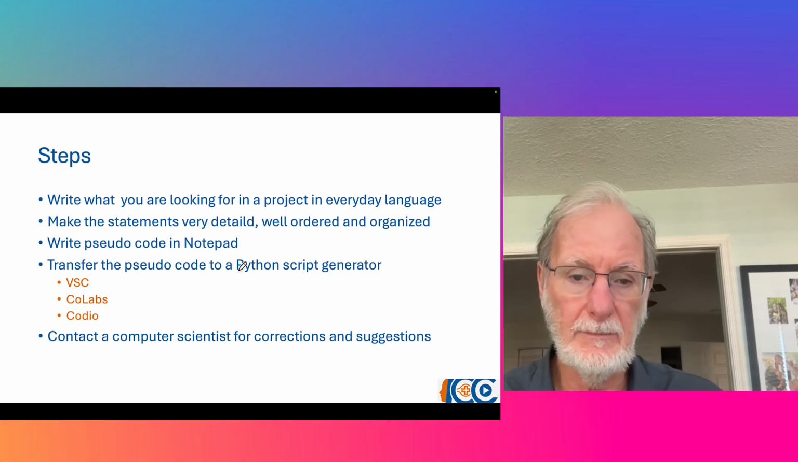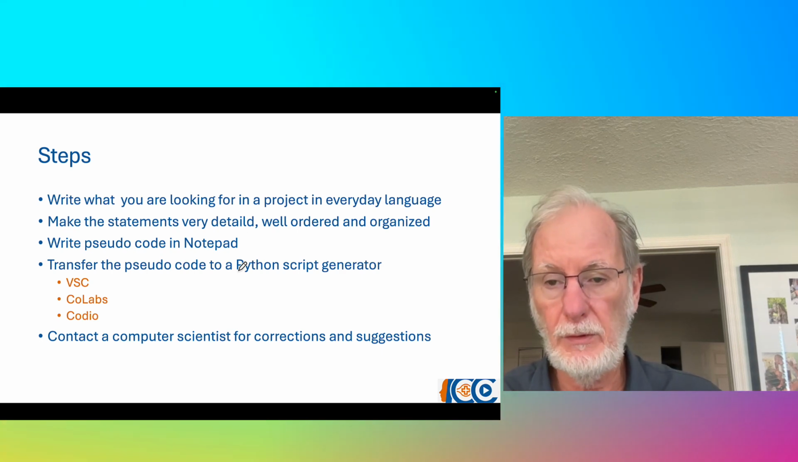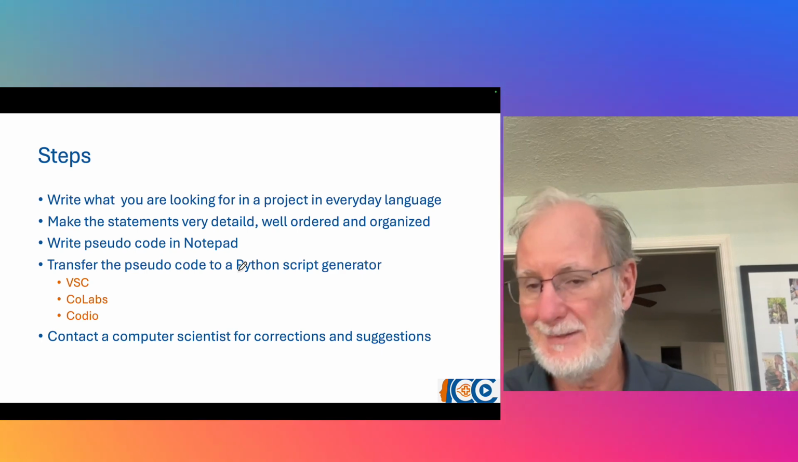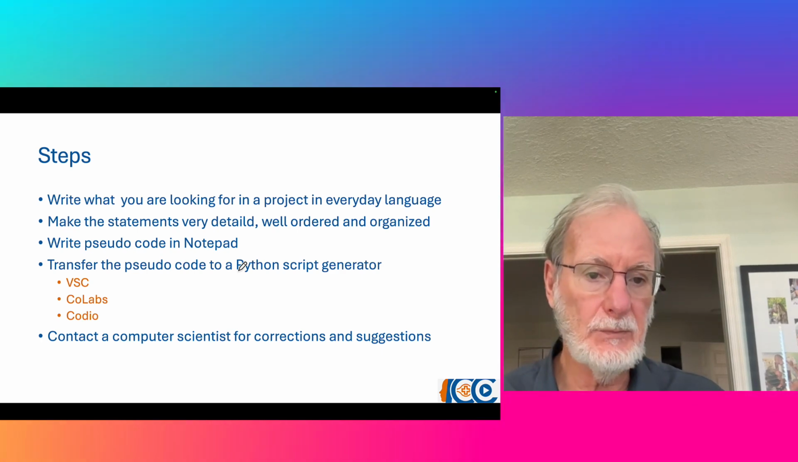Sorry, there is a typo. Well ordered and organized. Remember I said about data. If it's not well ordered, detailed, and organized, it's not going to work. So you make your statements very detailed.